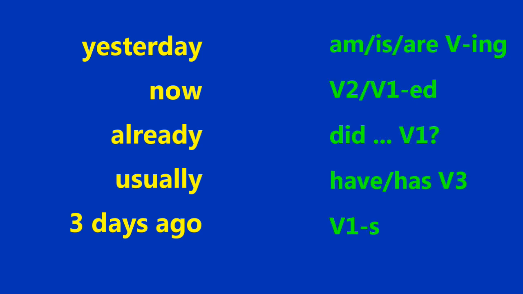To activate grammar, on the left part of the board, write signal words or time markers. For example, yesterday, 3 days ago, last year for past simple, already, ever, just for present perfect, usually, every day, often for present simple. On the right part of the board, write verb forms for the same tenses, like did and verb in the first form for past simple.